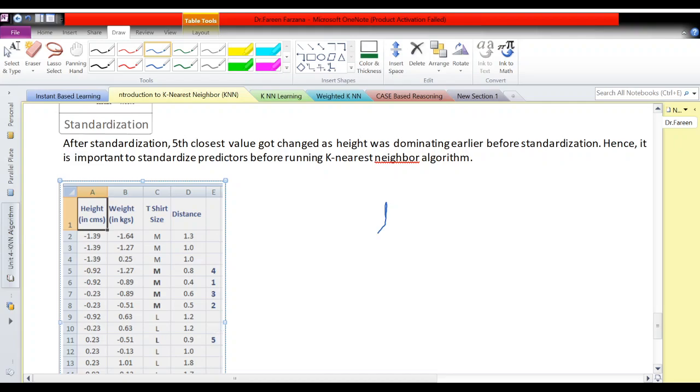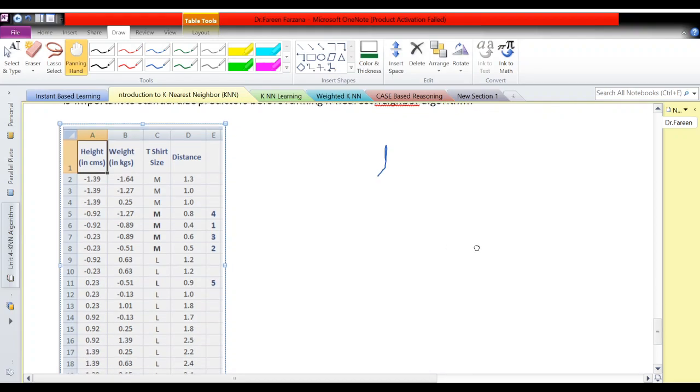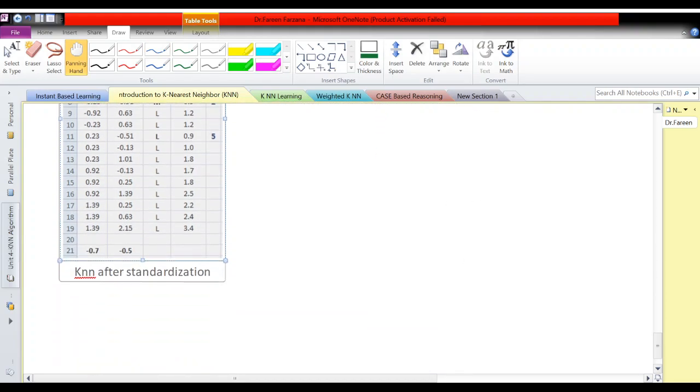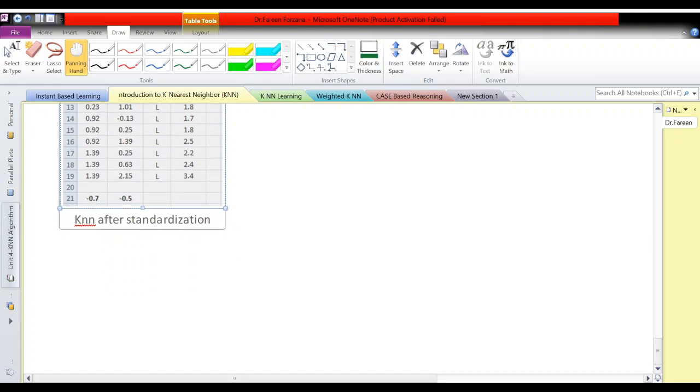That's why the fifth closest value got changed, as height was dominating earlier. Now you have standardized, both height and weight, and you see everything in decimal values. In the first case, height was in the hundreds and weight was in the range of 50s. But now everything is standardized, and you can see positive and negative values, because of which there are 5 distinct rankings, and you can go for a sharp classification of your data.